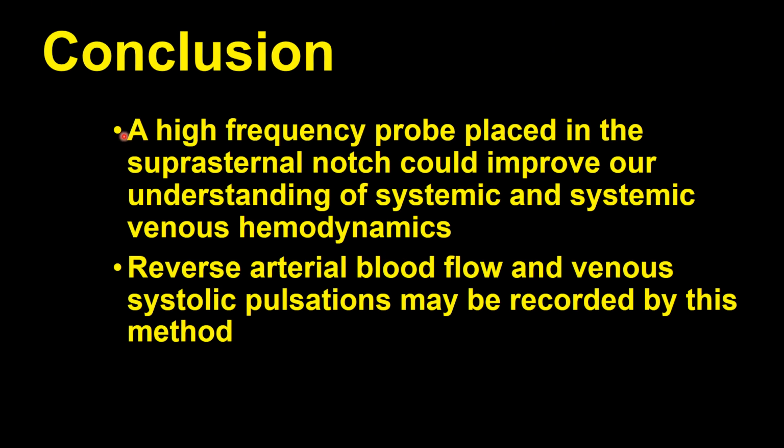So using a high frequency probe placed in the suprasternal notch could really improve your echocardiograms, and combining these two methods together is a very powerful way of looking at hemodynamics, and it could improve our understanding of systemic and systemic venous hemodynamics in lots of different forms of congenital heart disease, especially Fontan. Reverse arterial blood flow and venous systolic pulsations may be recorded by this method.